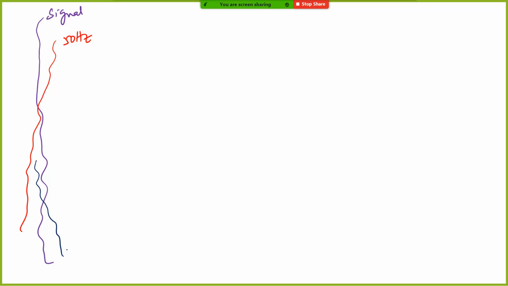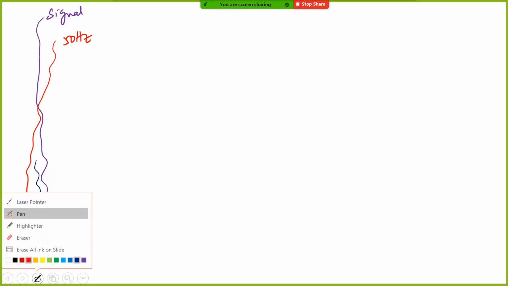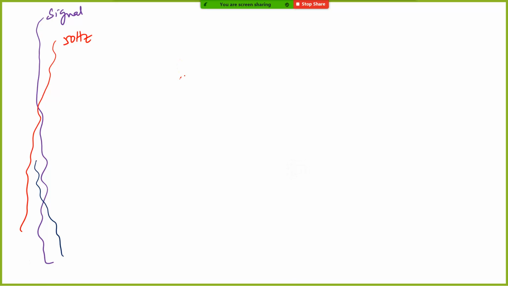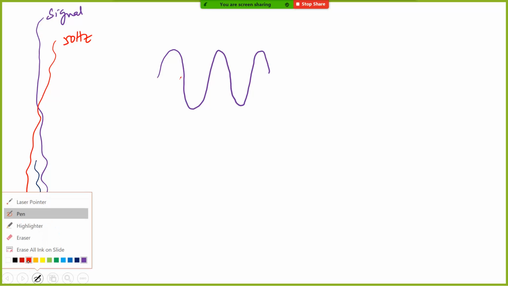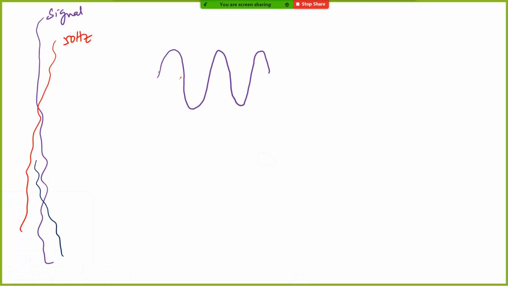Now, what will happen if it is a single-ended signal? Let's say your signal was a sinusoid. What will happen to your signal? On top of this, you might have some noise. Let's say this is your 50 hertz signal riding on top of it. Or basically, some noise will be there.